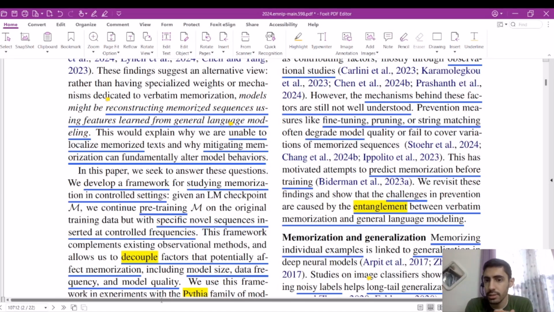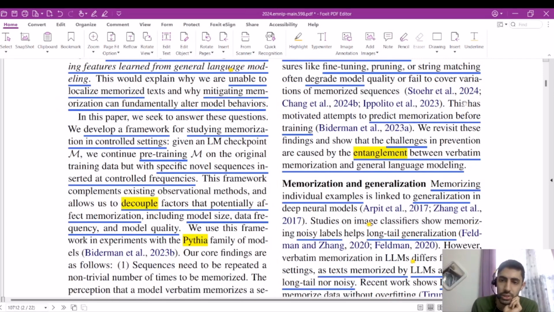It's something like this, but it still fails to cover the variations of the verbatim memorizations, because the language would change a little in a way that the if-else would not affect. So this has motivated attempts to predict the memorization before training. We revisit this finding and show that the challenges in prevention are caused by entanglement between the verbatim memorization and general language modeling. Predicting memorization before training is a very interesting part of this paper, I believe.